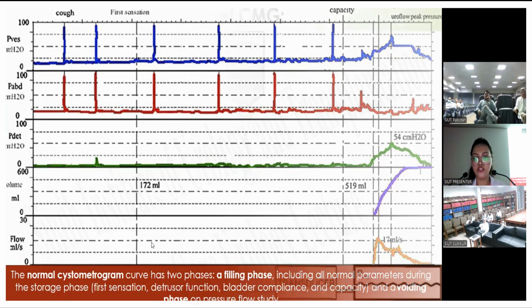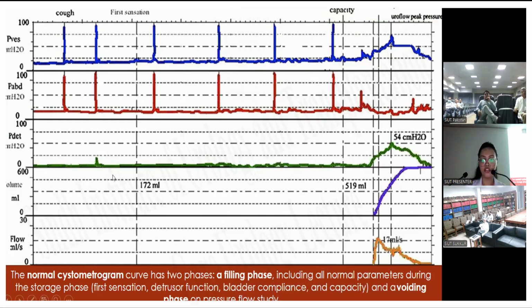So this is the complete filling phase. This whole is the filling phase.